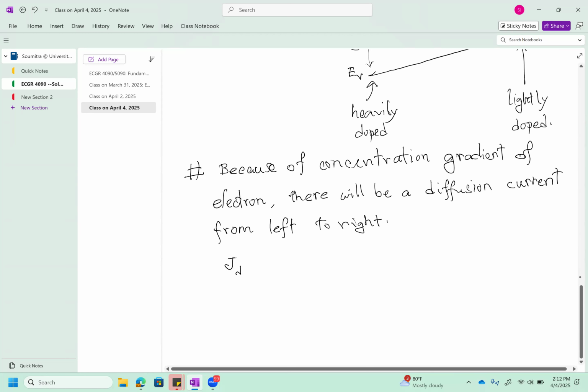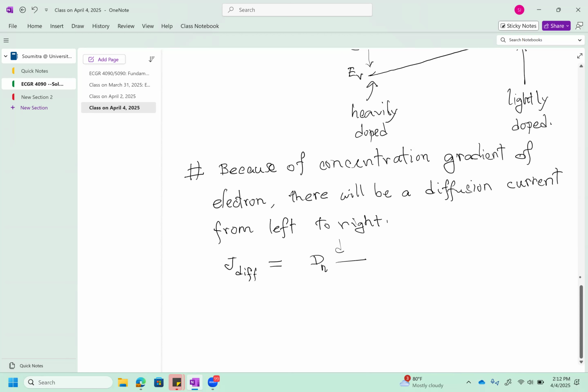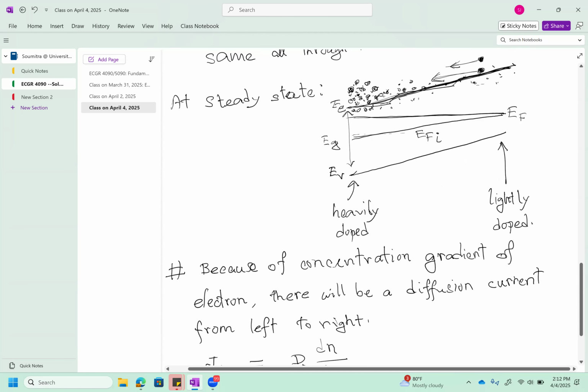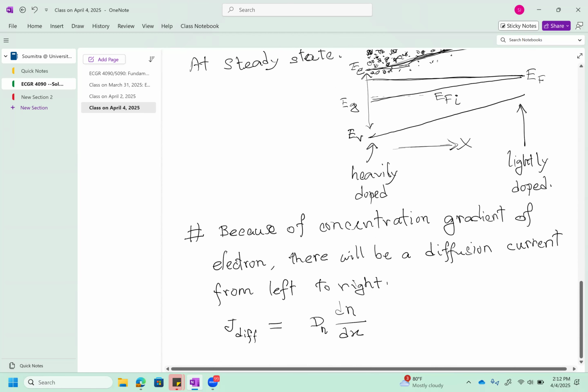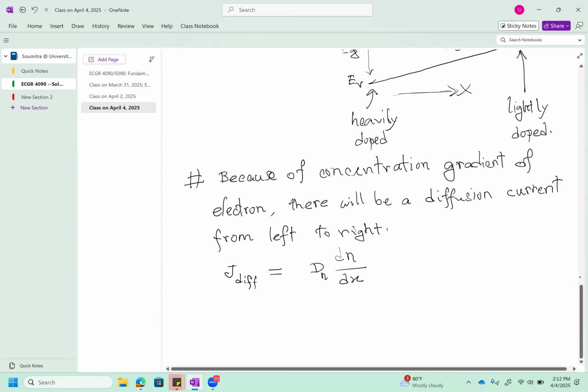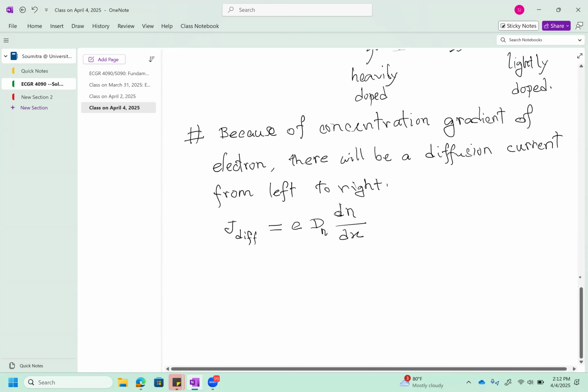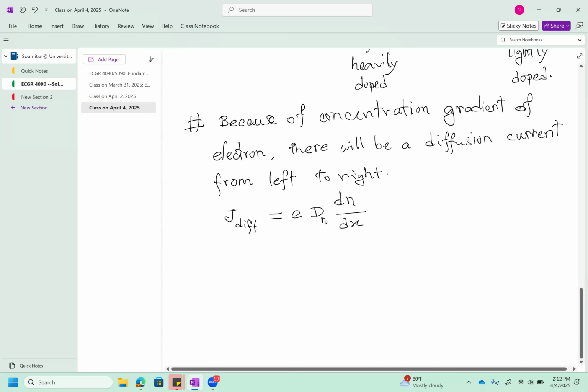Okay, and we can write the formula of this diffusion current by following the rules that diffusion current must be a product of diffusion constant and the concentration gradient dn dx. Okay, so this is your x direction, and as you go towards right, your dn reduces, correct? So J diffusion is a product of electric charge, diffusion constant, and the concentration gradient of electron.